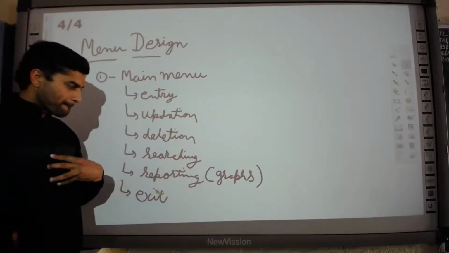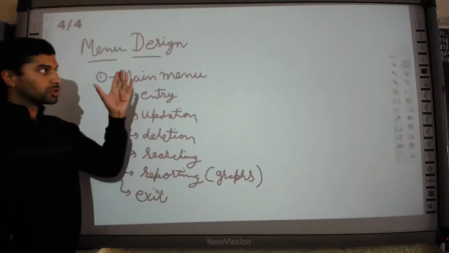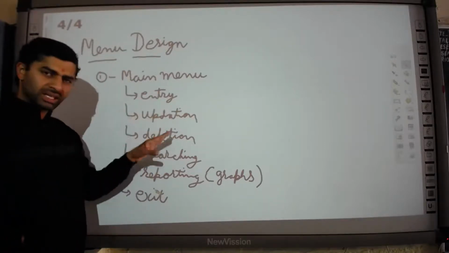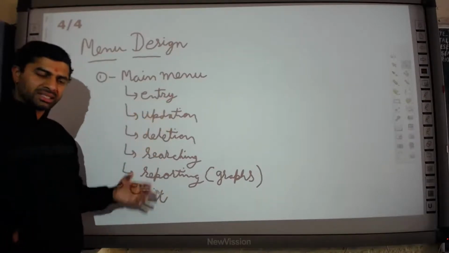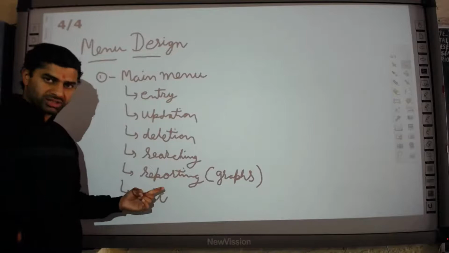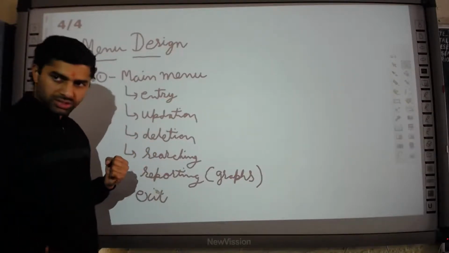As per me, these two options hold the key for the success of your project, because these other basic things are there in every project: entry, updation, deletion, and exit. But these two parts hold the key for the success of your project.